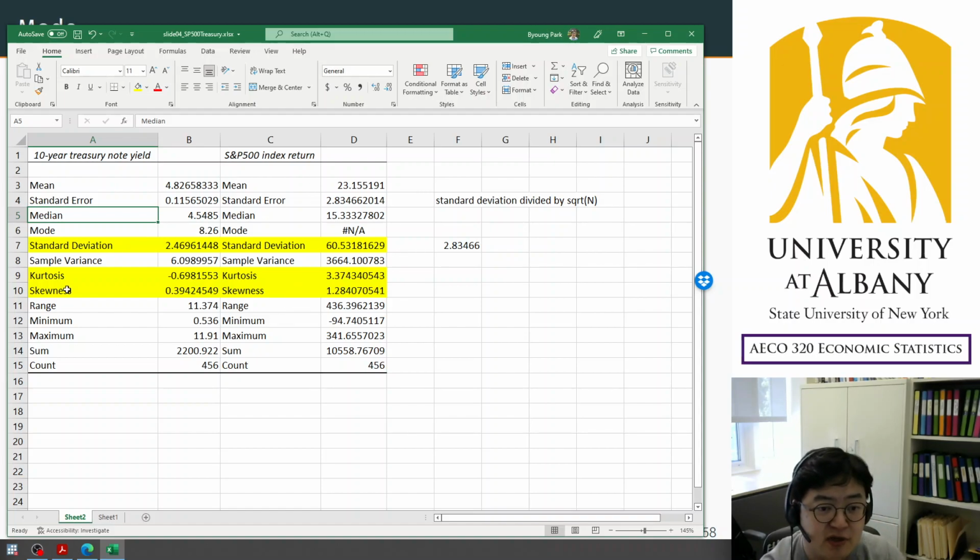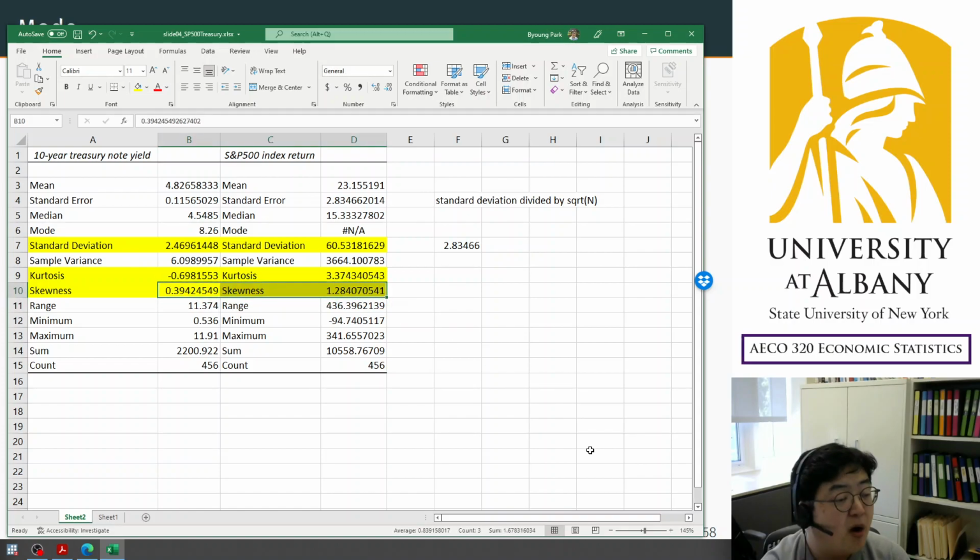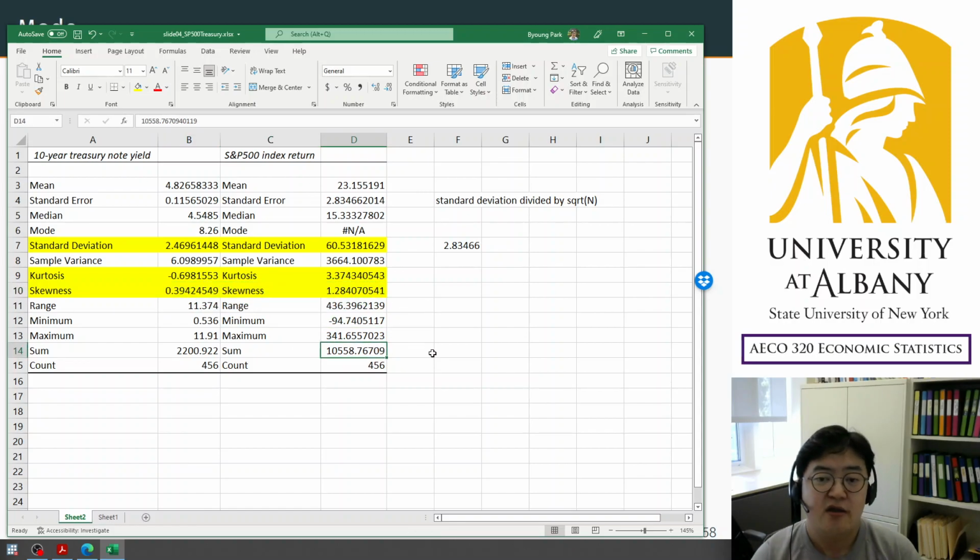By the way, I did not explain this. Look at the skewness. Skewness of the 10-year treasury note is close to 0, but the S&P 500's is much larger. Anyhow, both are positively skewed, which means there are extremely large values in our observations. That's how we interpret skewness. Okay, thanks a lot.